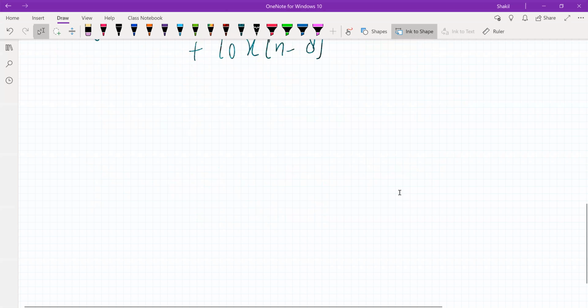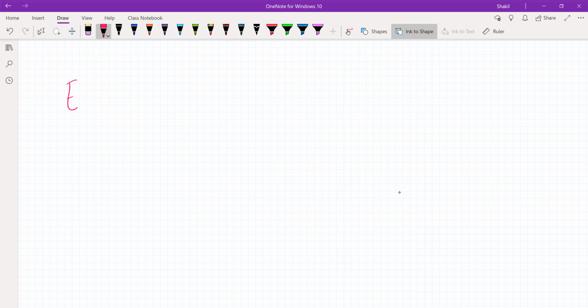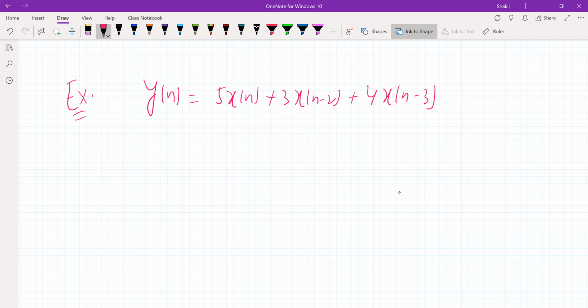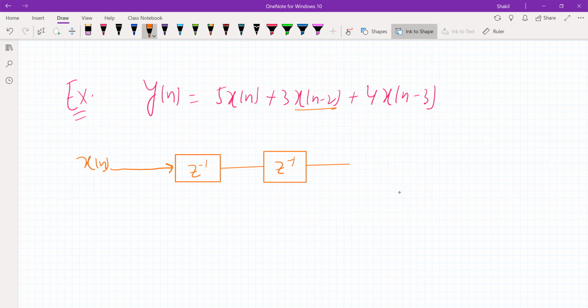Let me continue with the examples. All right. Let's suppose y of n is 5x of n plus 3x of n minus 2 plus 4x of n minus 3. First I'll have x of n. Then I need x of n minus 2. So we'll pass this twice through a delay element. So this is delayed, this is delayed. This one will be x of n minus 1, this one will be x of n minus 2. Then we'll again pass through a delay element, and this one is x of n minus 3.